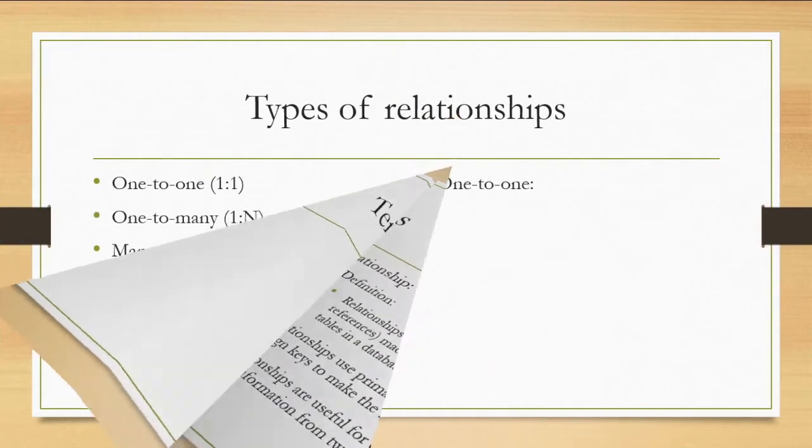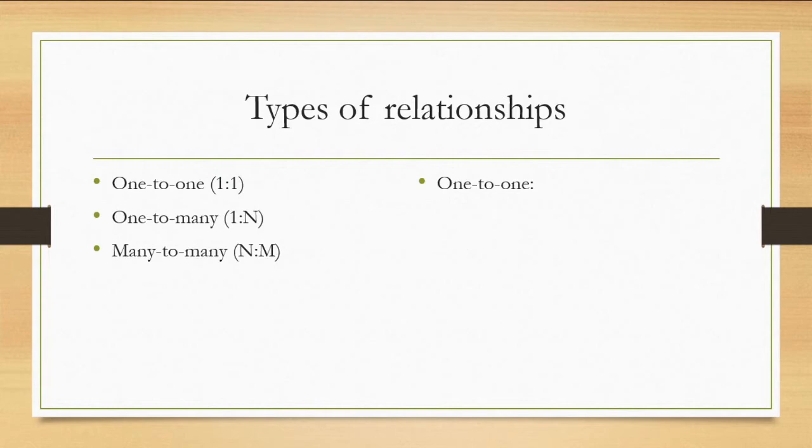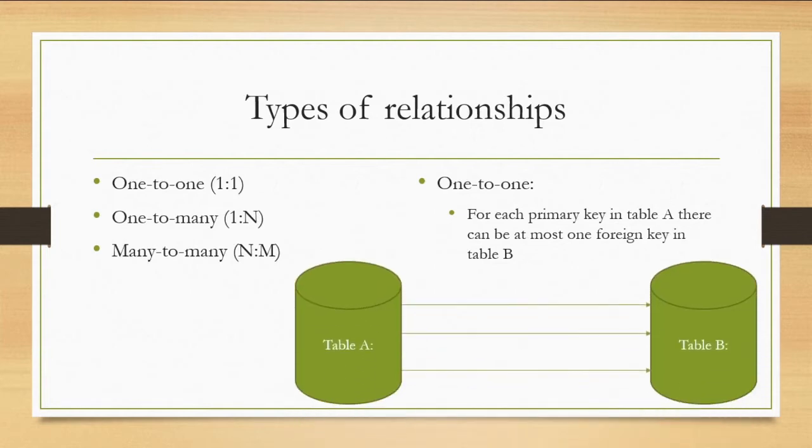Let's look at the types of relationships. A one-to-one type. For each primary key in table A, there can be at most one foreign key in table B. In other words, for each primary key in table A, there can be at most one foreign key or primary key in table B. A visual representation. So, table A links to one element in table B.